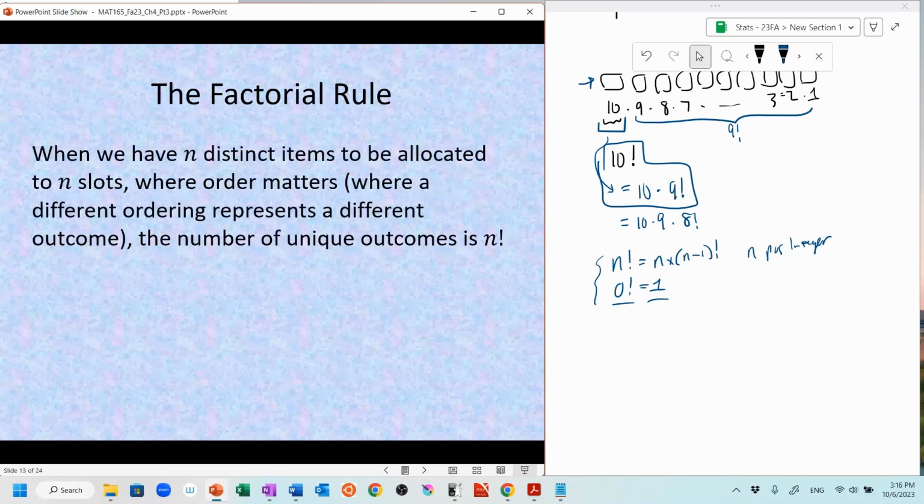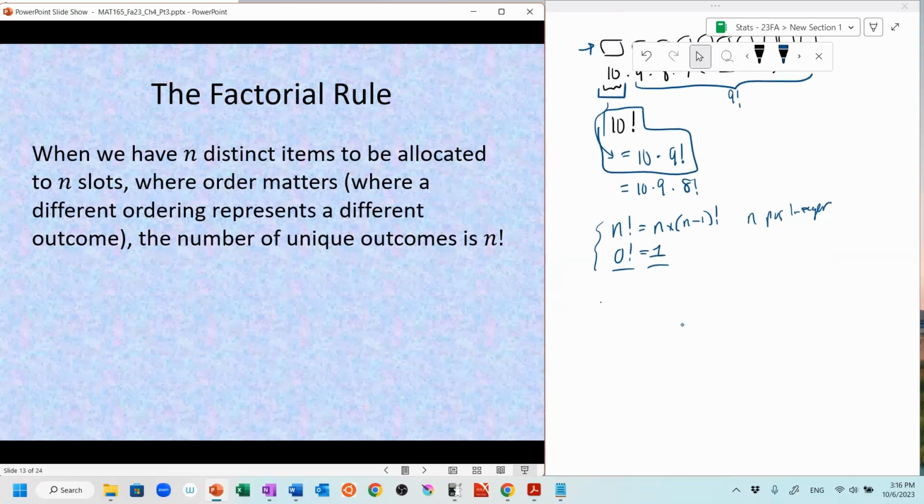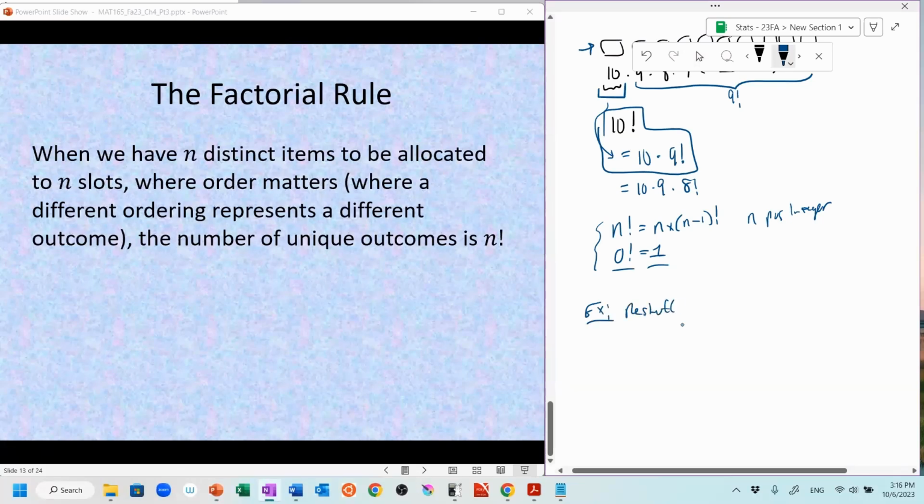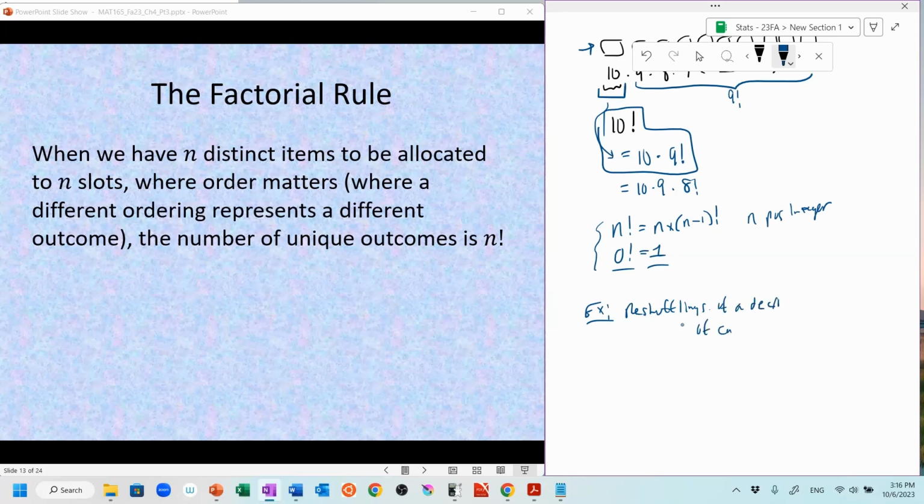So the general factorial rule is when we have n distinct items to be allocated to n slots, where order matters, in other words, where a different ordering represents a different outcome, then the number of unique outcomes is n factorial. So another example, reshufflings of a deck of cards. So consider a standard deck of 52 cards. And we want to shuffle them very well, right? Like think of throwing them up in the air, they go everywhere and then collect them back together, very nicely shuffled. How many such reshufflings are there?